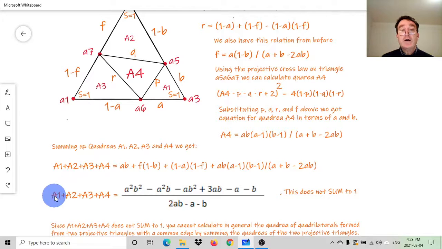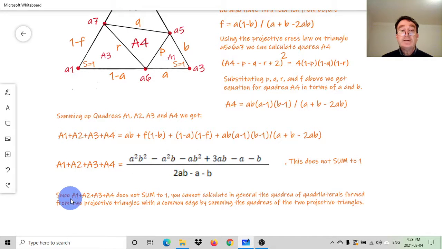And when we add that all up, it becomes A squared B squared minus A squared B minus AB squared plus 3AB minus A minus B, all divided by 2AB minus A minus B. So the sum of the four projective triangle quadrias, A1, A2, A3, A4 is this, and that does not sum to 1. The numerator does not equal the denominator, so that does not sum to 1.